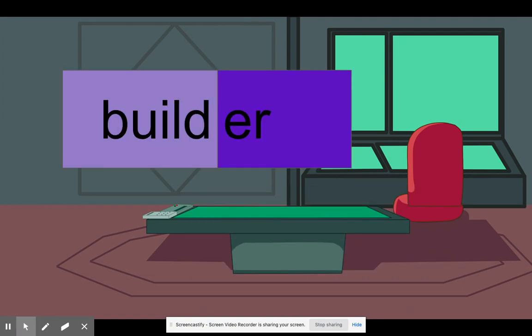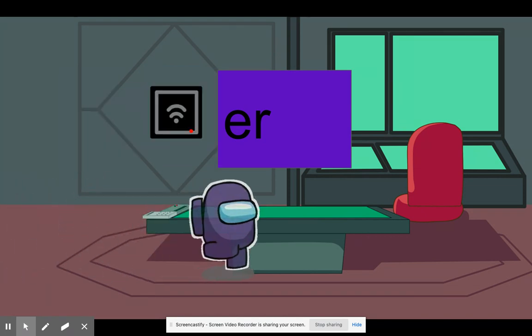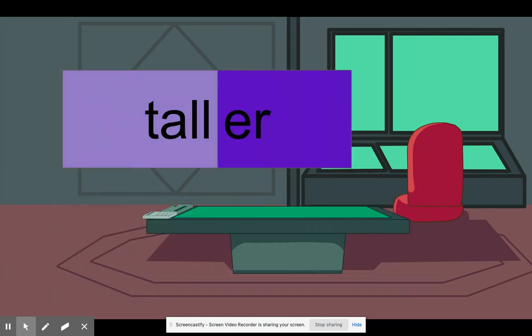Builder. The base word is build. When you attach the suffix ER to build, you're talking about someone who builds. Someone who builds. Now, in another example, taller, in this case, something is tall, but to be taller means you're more, okay? In this case, ER is adding the meaning of more.